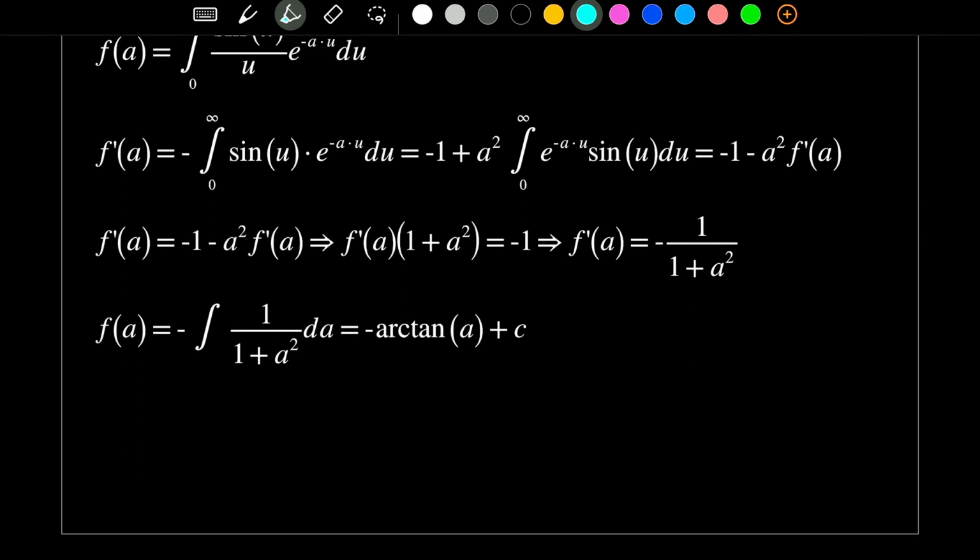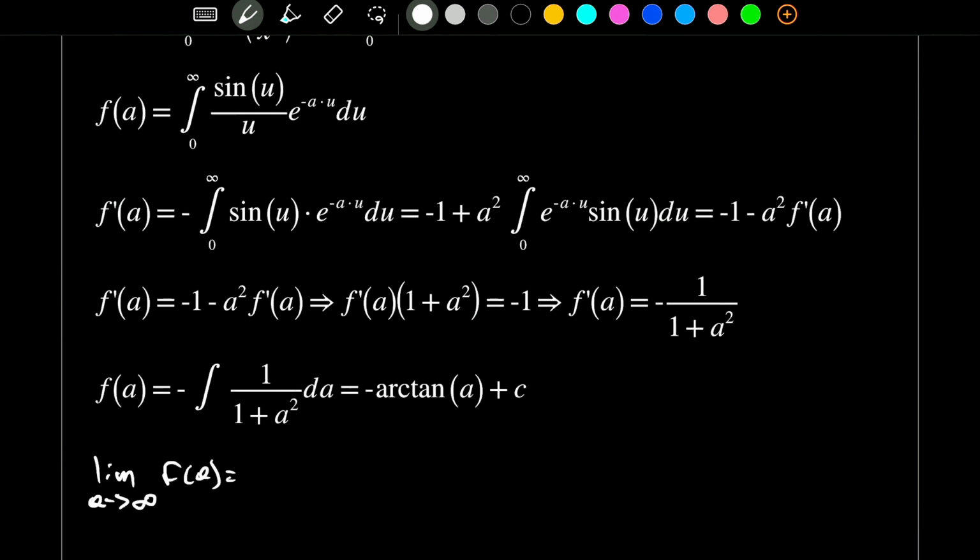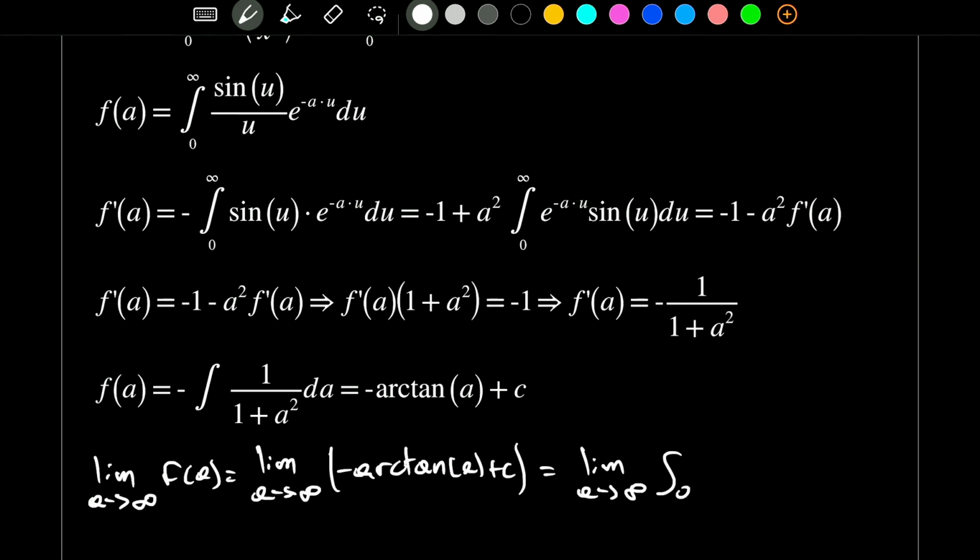We're going to take a limit. So the limit of f of a as a goes to positive infinity. So f of a is going to be equal to the limit as a goes to infinity of minus arctan of a plus c, but also equal to the limit as a goes to infinity of the integral from 0 to infinity of sine of u over u times e to the power of minus a times u du.